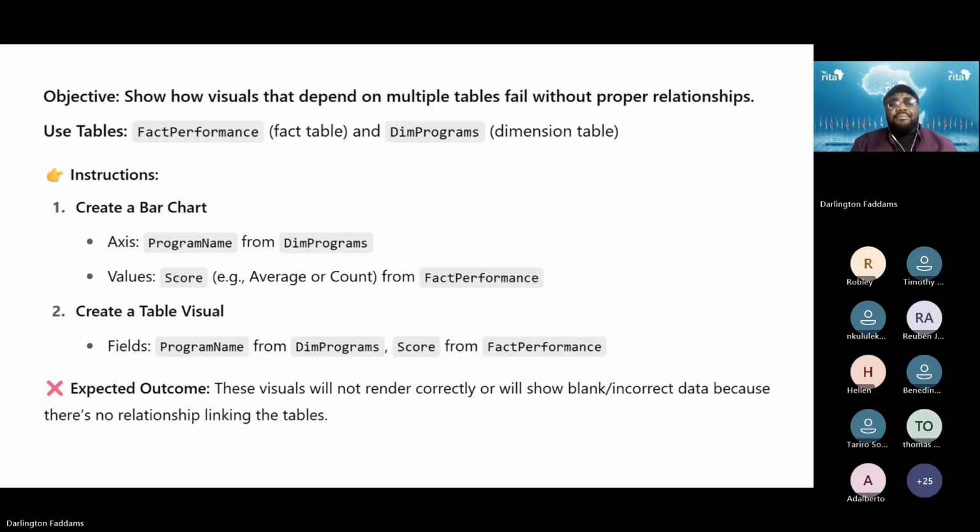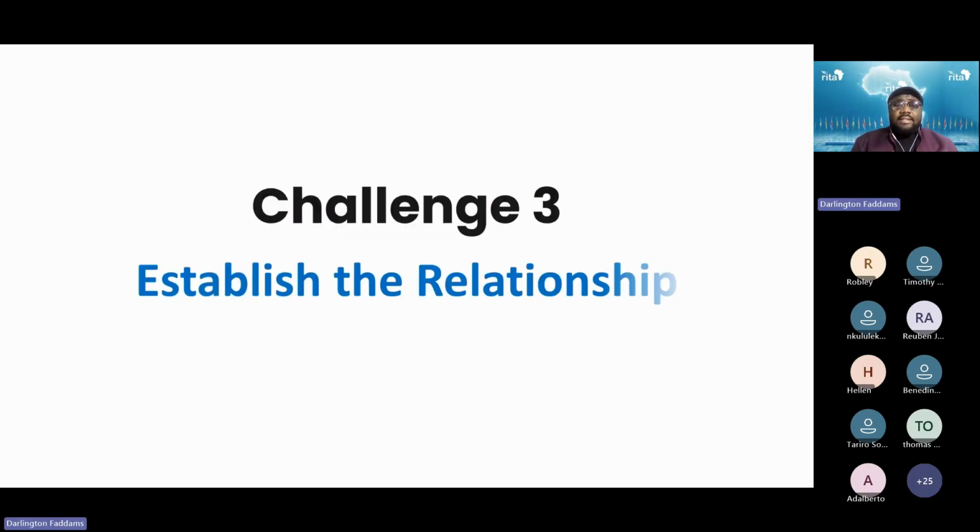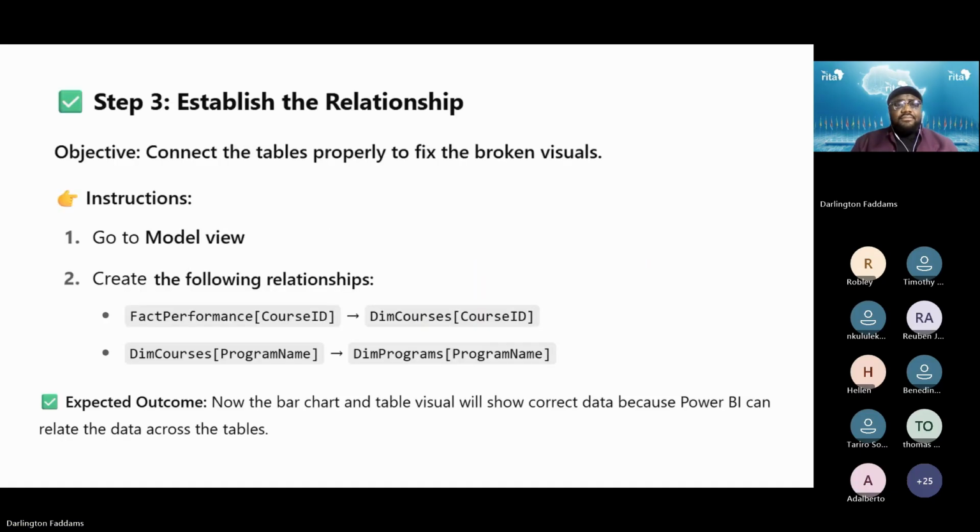Beautiful. So after doing it, this is the same thing we saw and we are moving to challenge 3. In challenge 3, please watch this. We are going to establish the relationships. Let me do it first, and then you go ahead and do the same. To establish the relationships, we are going to move to our model view, and we are going to create the following relationships.